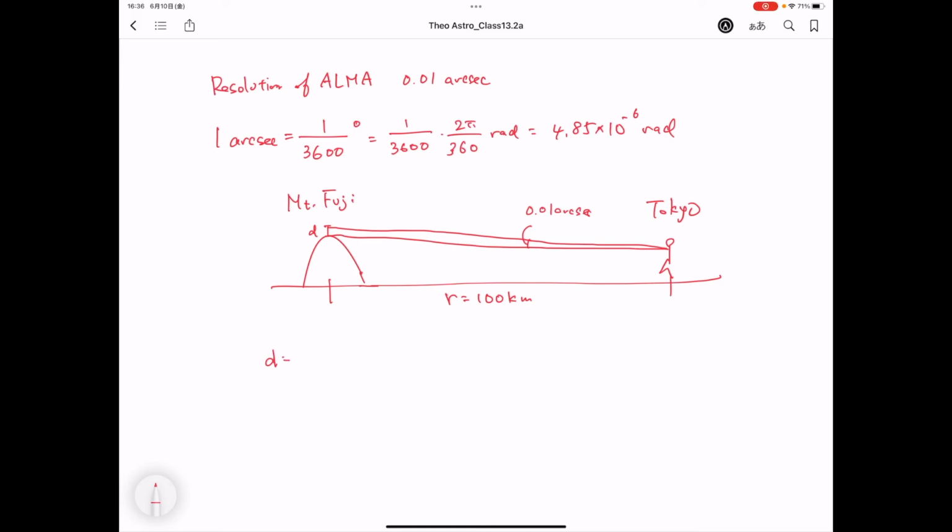d can be calculated as R times theta. Then 100 kilometers times 0.01 arcsecond, which is 4.85 times 10 to the minus 6 radians, and 1 kilometer is 10 to the 5 centimeters. Then you can calculate. It becomes 0.485 centimeters. ALMA can recognize an object from Tokyo, 100 kilometers away from Mount Fuji. It's such an amazing resolution.